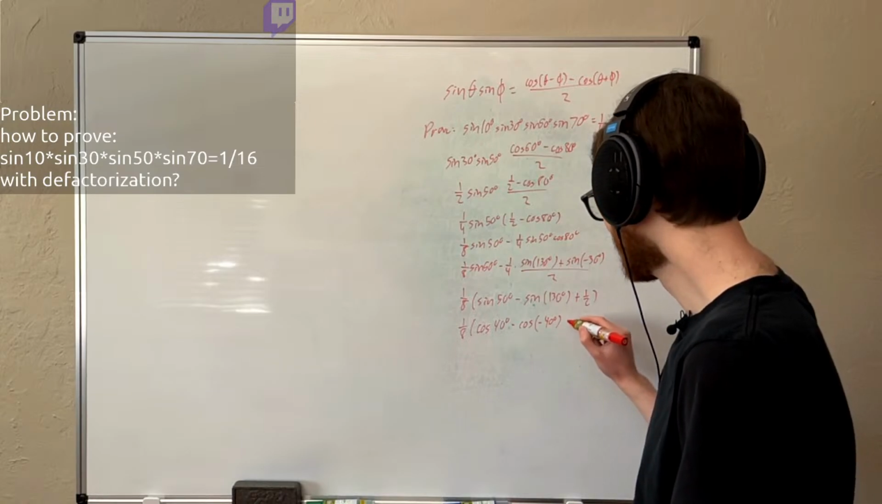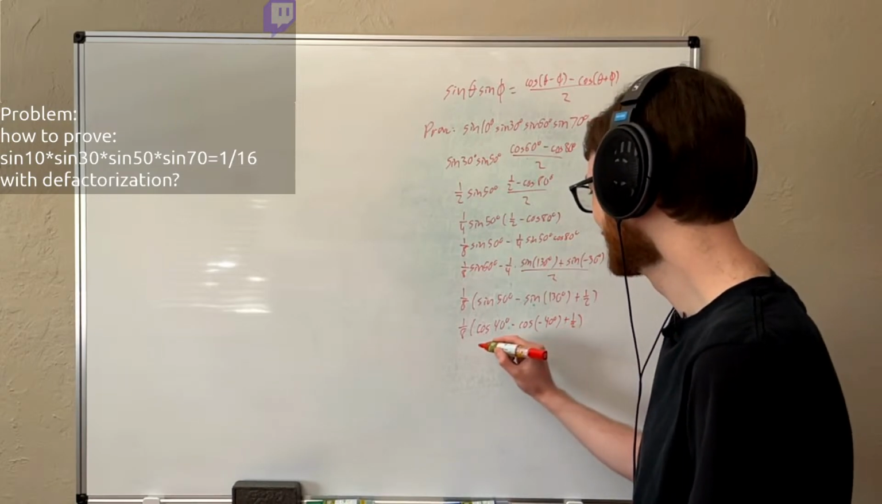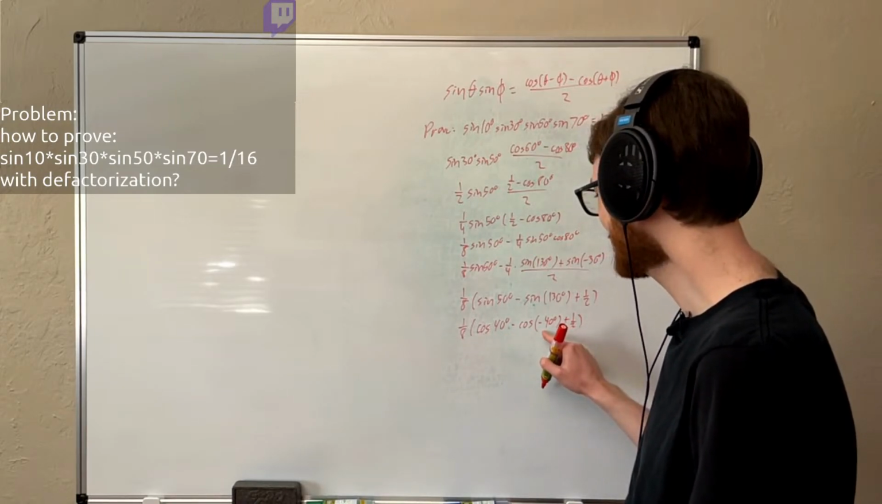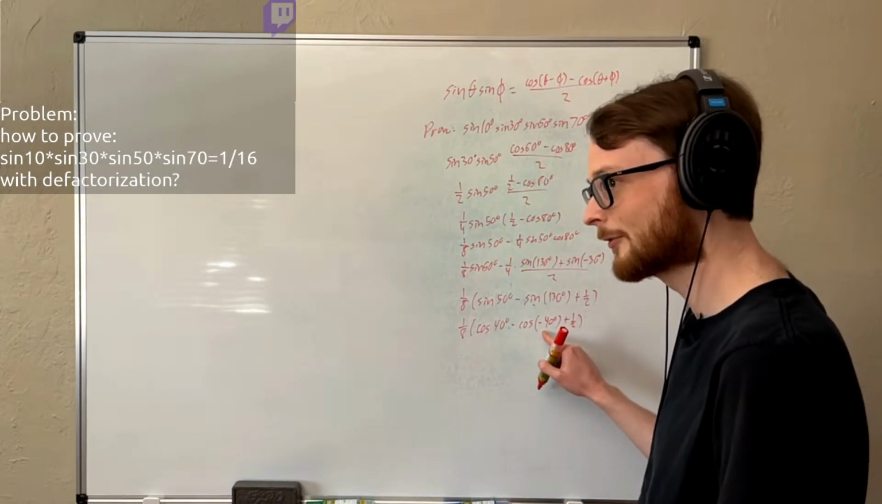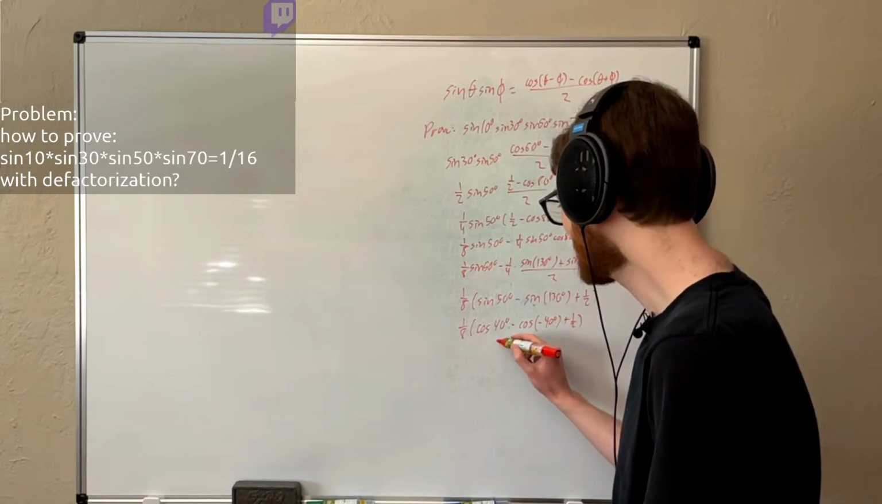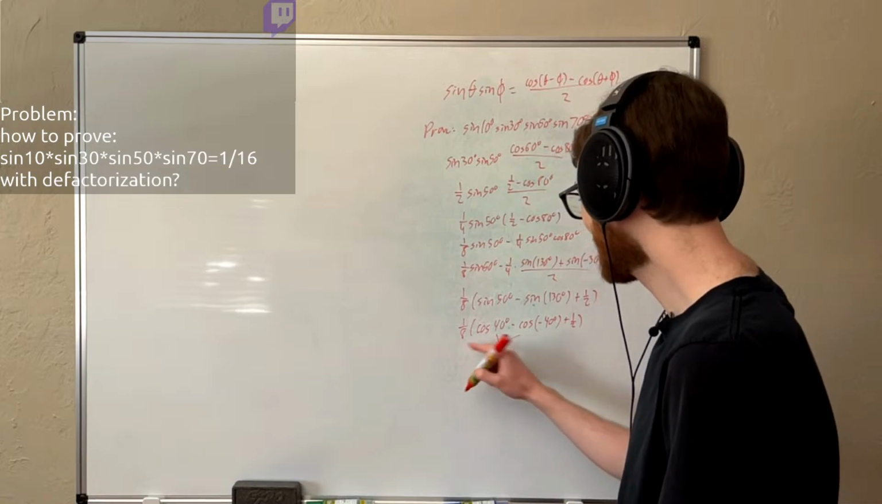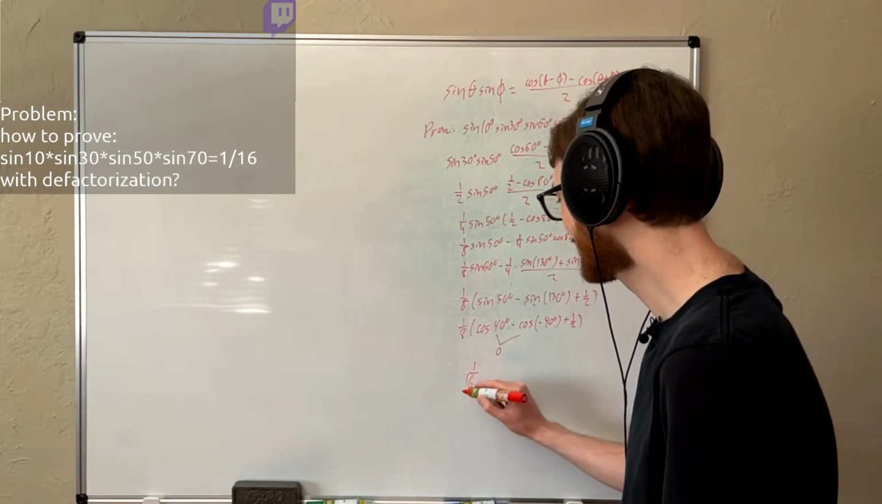Oh my god. Did I do it? Cosine is an even function, so negative 40 turns into positive 40. So these two babies become 0. So we get 1/8 times a half is 1/16. Oh my god.